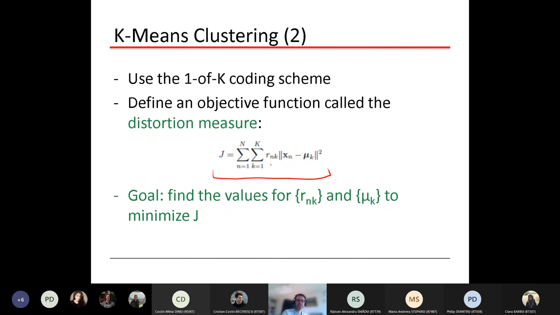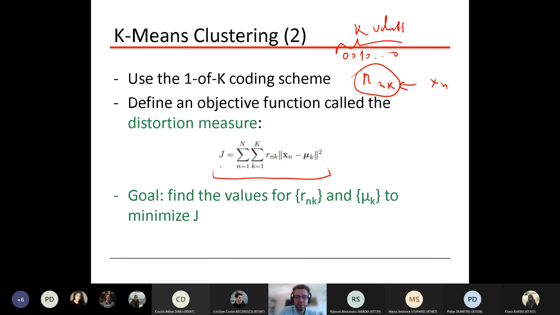Here we have r_nk. So r_nk is a one-out-of-K, or one-hot encoding, for each point. For each point x_n, we have a one-hot encoding r_nk for the assignment of this specific point to a cluster. If it's one-hot encoding, it means that it has K values, but only one of these K values is equal to 1, and all the other ones are equal to 0. And it's equal to 1 only for the cluster that the current point x_n is assigned to.